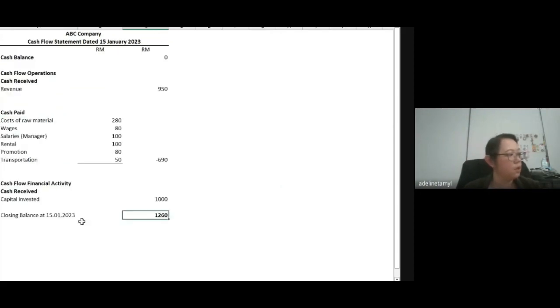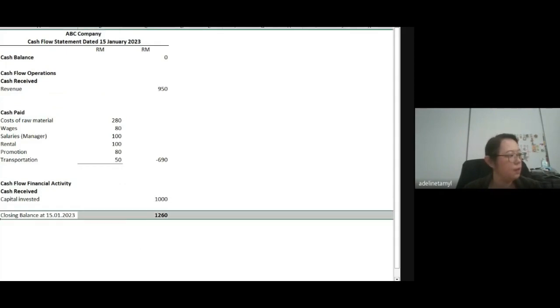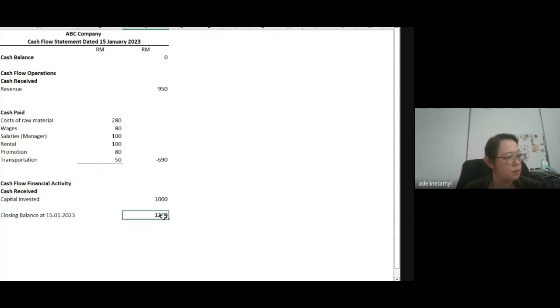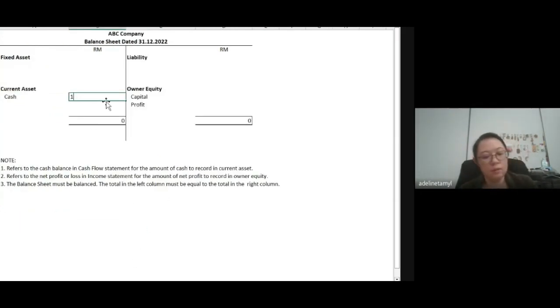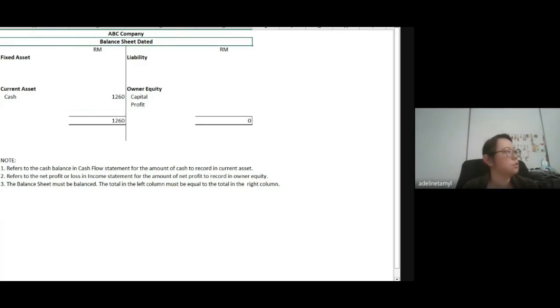Then I look for this. Go back to the cash flow statement. How much cash do you have at the end? Here, this is the amount, 1260. So copy this amount into here, 1260. So in total, my asset is 1260 because I don't have other types of assets. Oh yeah, sorry. I forgot to mention to change this.